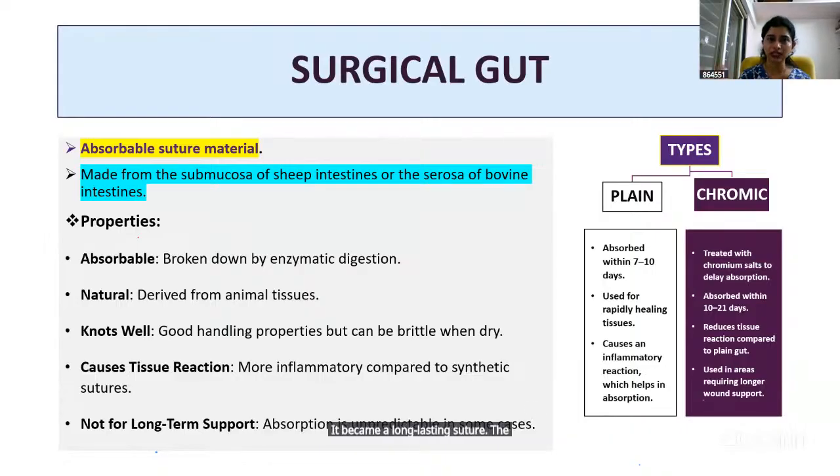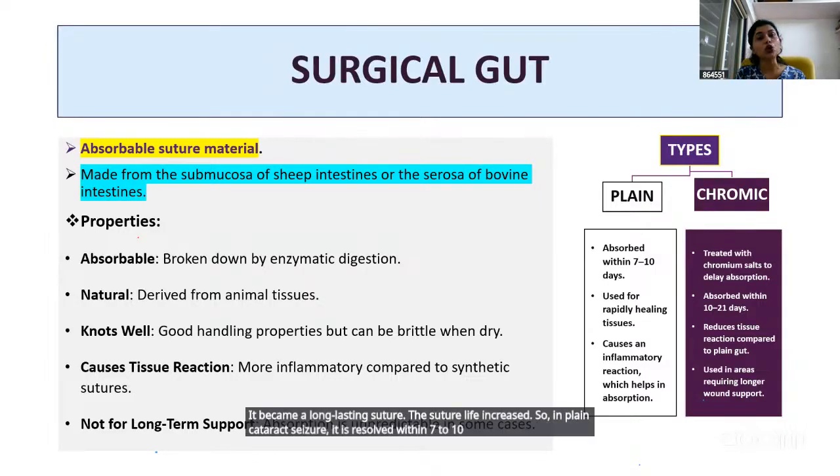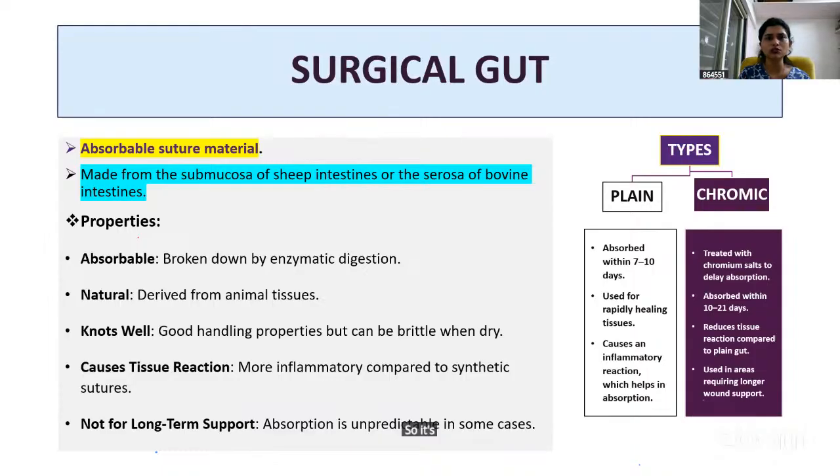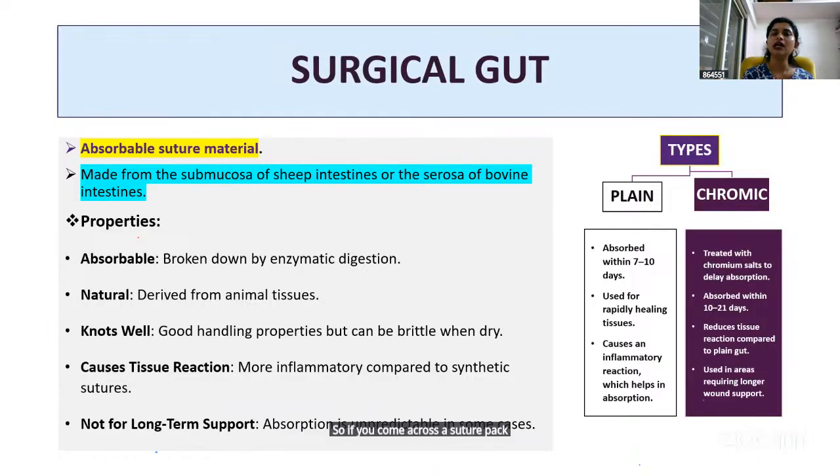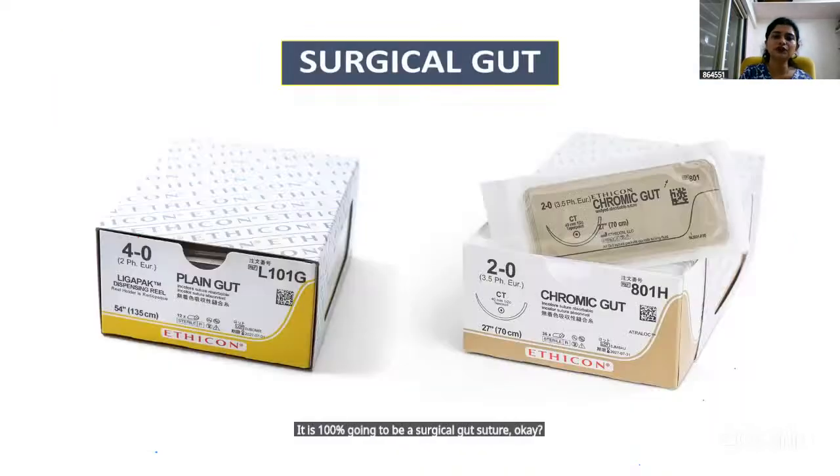The suture life increased. Plain catgut suture is resolved within 7 to 10 days. On the contrary, the chromic catgut suture resolves in about 10 to 21 days, almost twice the duration of plain catgut. That is the advantage of chromic catgut sutures. Both plain and chromic are available with liquid in the suture packets. So if you come across a suture packet which has liquid in it, it is 100% going to be a surgical gut suture. Although I couldn't procure an image from the net where the liquid is shown.